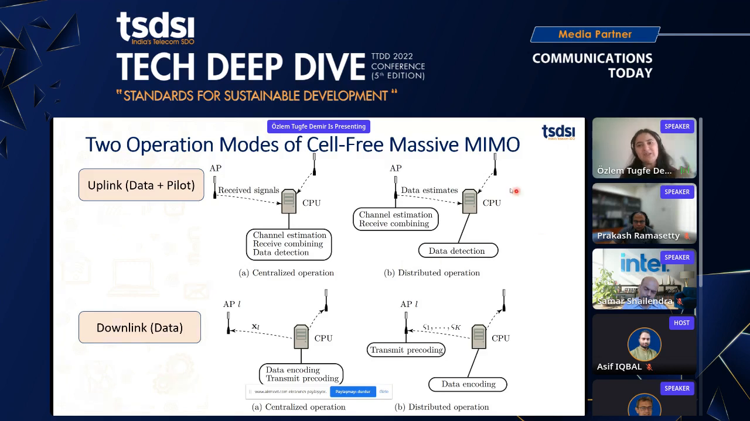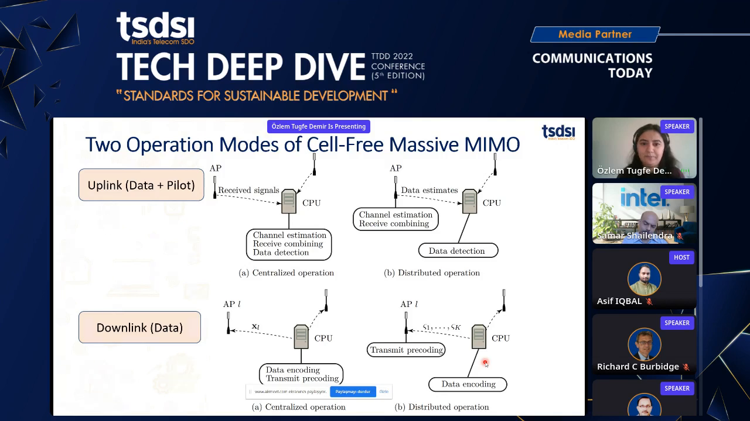And the CPU is just responsible for the final data detection and maybe some additional layer of processing using the large-scale statistical information. And we call it large-scale decoding. And in the downlink, it is also responsible for the data encoding part.